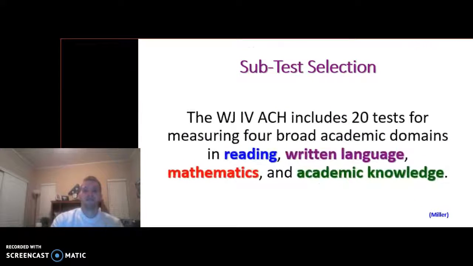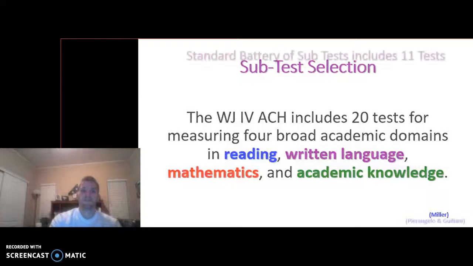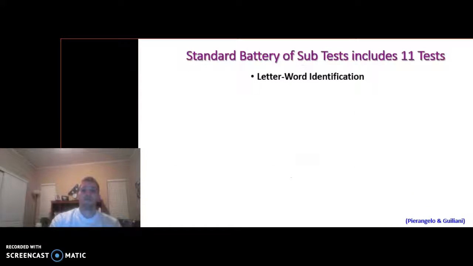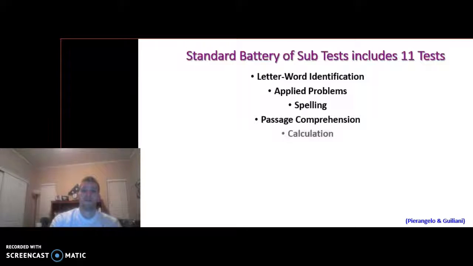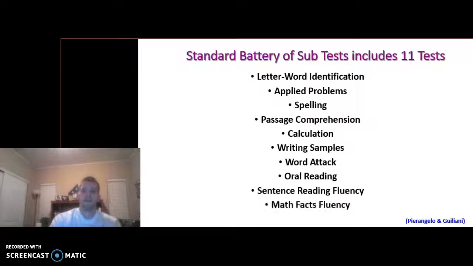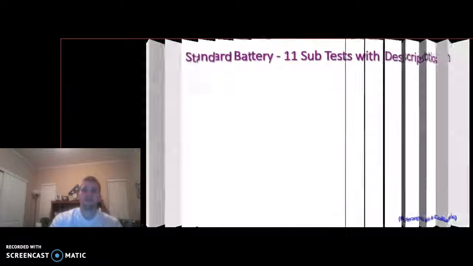The subtest selection. The Woodcock-Johnson includes 20 tests for measuring 4 broad academic domains: reading, written language, mathematics, and academic knowledge. The standard battery of subtests includes 11 tests covering letter-word identification, applied problems, spelling, passage comprehension, calculation, writing samples, word attack, oral reading, sentence reading fluency, math facts fluency, and writing fluency.